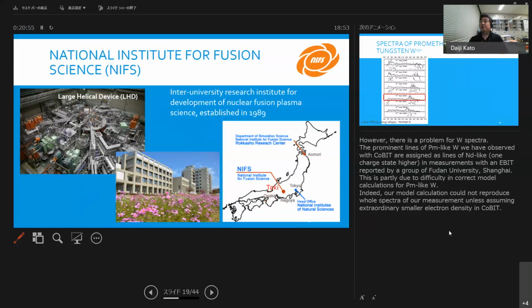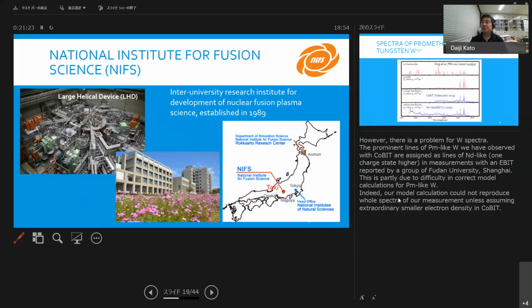However, there is a problem for the tungsten spectra. The prominent lines of promethium-like tungsten we have observed with COVID were assigned as lines of neodymium-like tungsten, one charge state higher, in measurements with an EBIT reported by the group of Fudan University, Shanghai. And this is partly due to difficulty in correct modeling of the spectra for promethium-like tungsten. Indeed, our model calculation could not reproduce the whole spectra of our measurement unless assuming an extraordinarily smaller electron density in COVID.